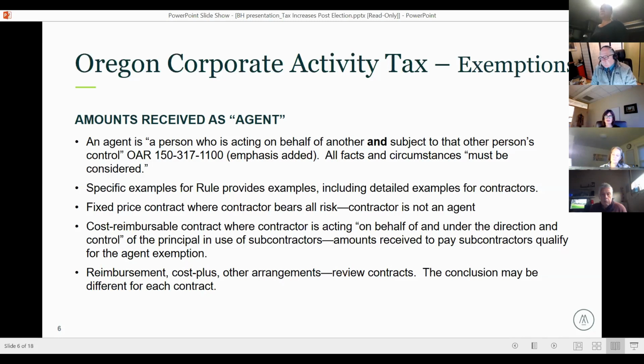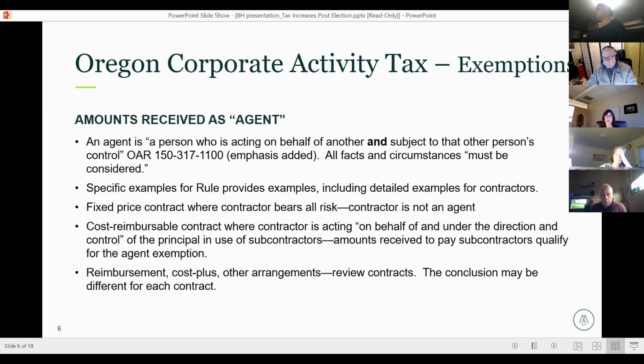I don't know how many of you report in Washington and are familiar with the reimbursement and agency rules in Washington, but Washington has issued very, very detailed rules on what amounts can be exempted and what amounts aren't. The Oregon rules are much more vague and, I think, broader in scope and potentially more helpful to taxpayers. An agent is a person who is acting on behalf of another and subject to that person's control. And Oregon recognizes that all facts and circumstances must be considered in determining if a person is acting as an agent with respect to a specific transaction.